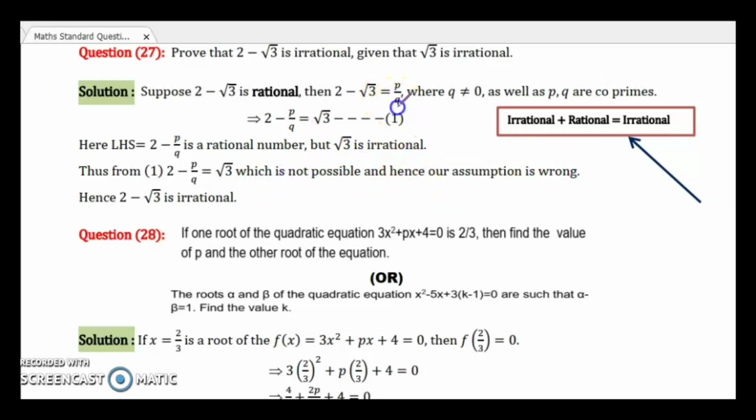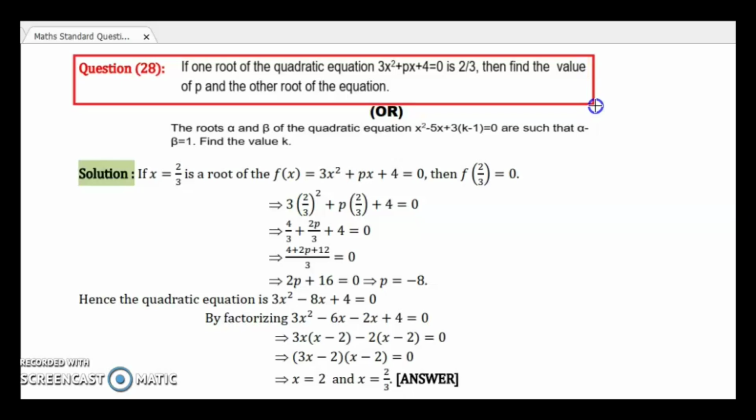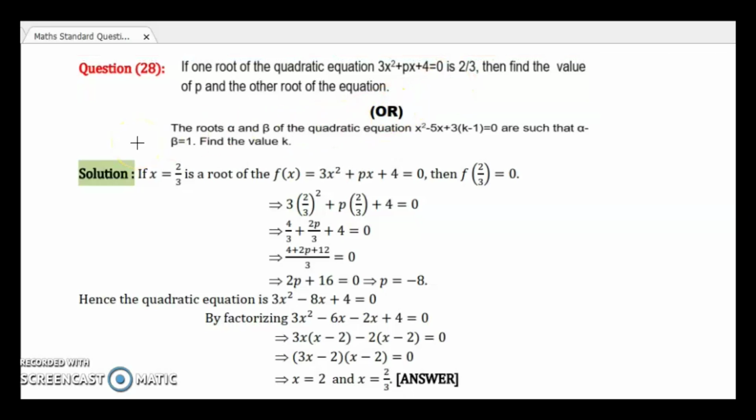Because on the contrary we have assumed 2 minus root 3 is a rational number. Therefore, our assumption is wrong. That means our conclusion, 2 minus root 3 is irrational, is the right answer now. Okay, right. Now let us move on to the next question 28. If one root of the quadratic equation is given as 2 by 3, then find the value of p and also find the other root of the equation, right?